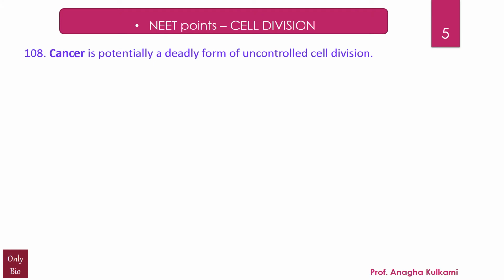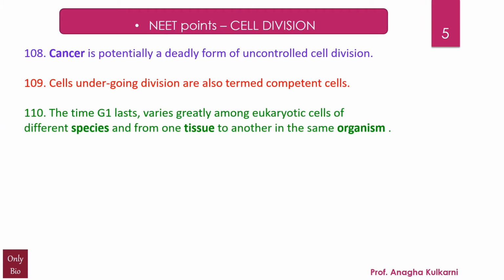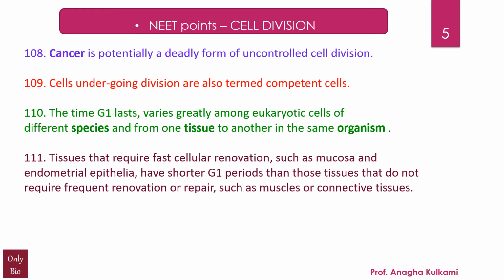Point number 108. Cancer is potentially a deadly form of uncontrolled cell division. Next, cells undergoing division are also termed as competent cells. Next, the time G1 lasts varies greatly among eukaryotic cells of different species and from one tissue to another in the same organism. Next, tissues that require fast cellular renovation, such as mucosa and the endometrial epithelia, have shorter G1 periods than those tissues that do not require frequent renovation or repair, such as muscles or connective tissues.